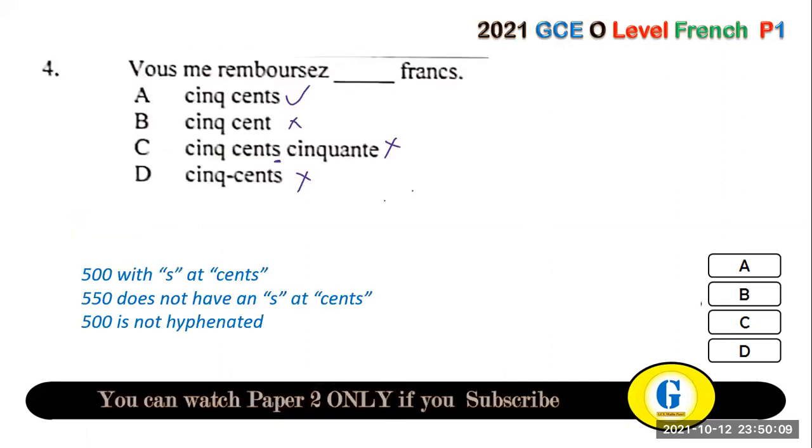Quatrième question. Vous me remboursez blablabla francs.